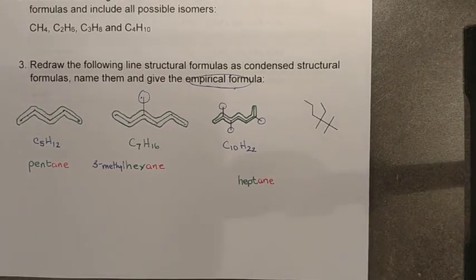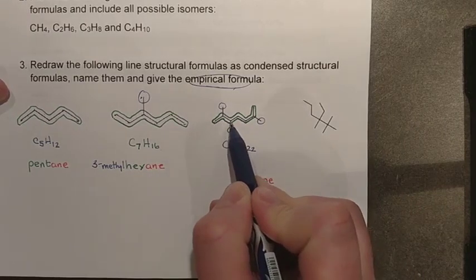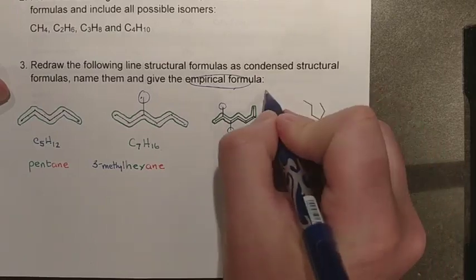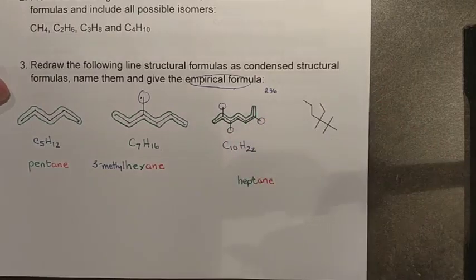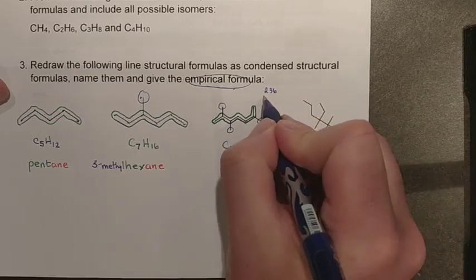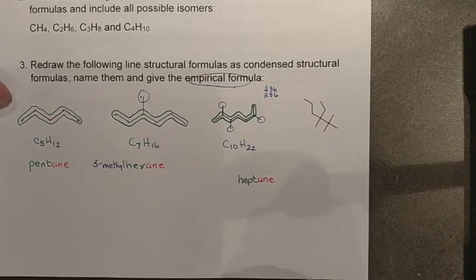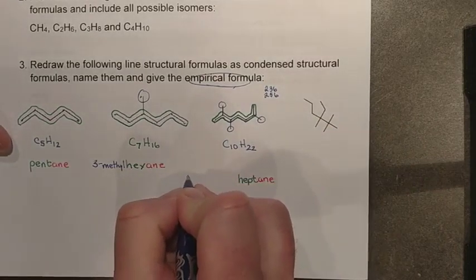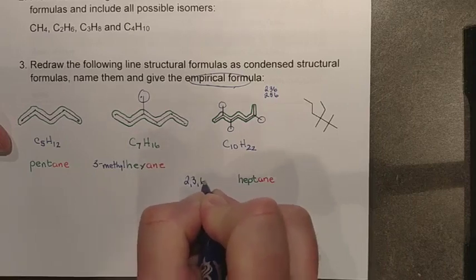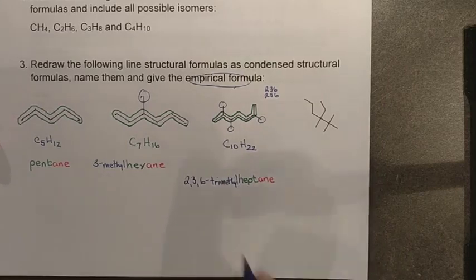But we do have 3 methyl groups attached here, and we need the lowest possible numbering strategy that we can get. If we start on the left, we get 2, 3, 6. If we start on the other end, we get 2, 5, 6. Okay, 2, 3, 6 is definitely lower than 2, 5, 6. So this becomes 2,3,6-trimethylheptane.